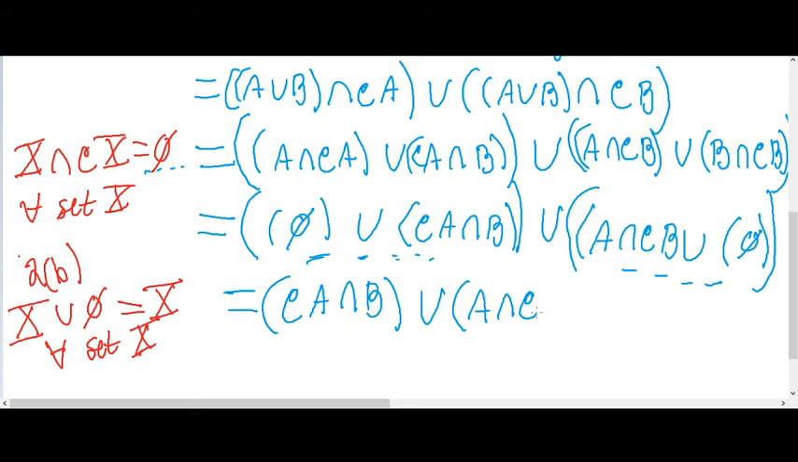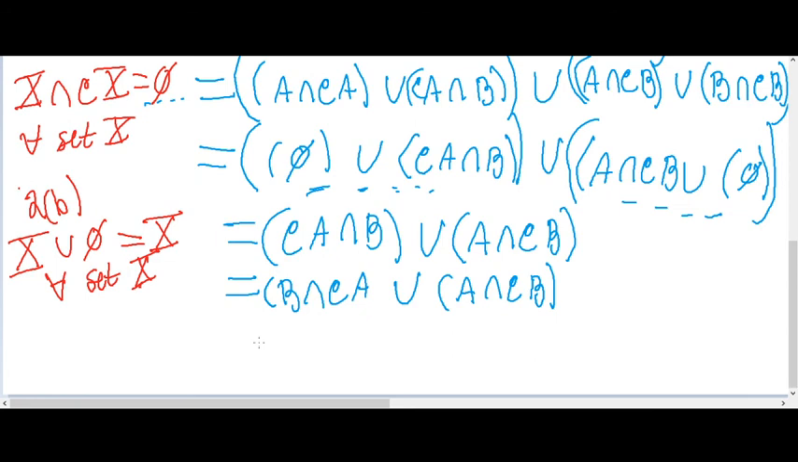And we talked about in the last video that intersections are commutative. So we can rewrite this as B intersect the complement of A, union A intersect the complement of B. We're almost done. Remember, X intersect the complement of Y is the same as X minus Y. So B intersect the complement of A is the same as B minus A, union A minus B.